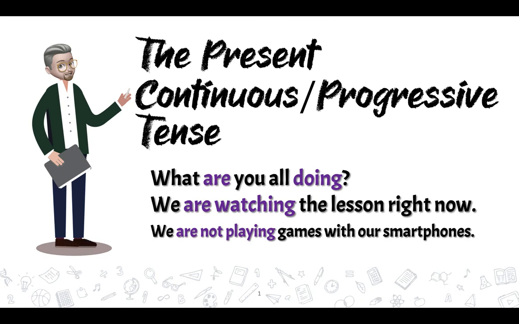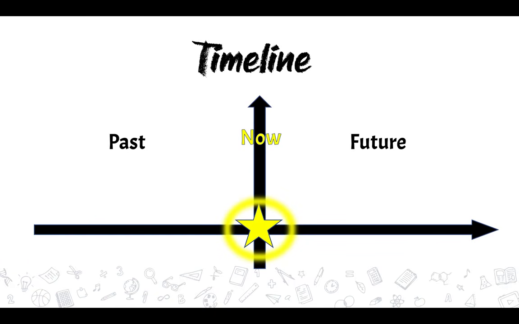In today's lesson, we're going to look at the present continuous or present progressive. So, we have three examples. What are you all doing? Okay, where I'm saying it right now. What are you all doing? We are watching the lesson right now. Great, we are watching the lesson right now. We are not playing games with our smartphones. Well, I hope not. Okay, so let's look at the second slide and the timeline.